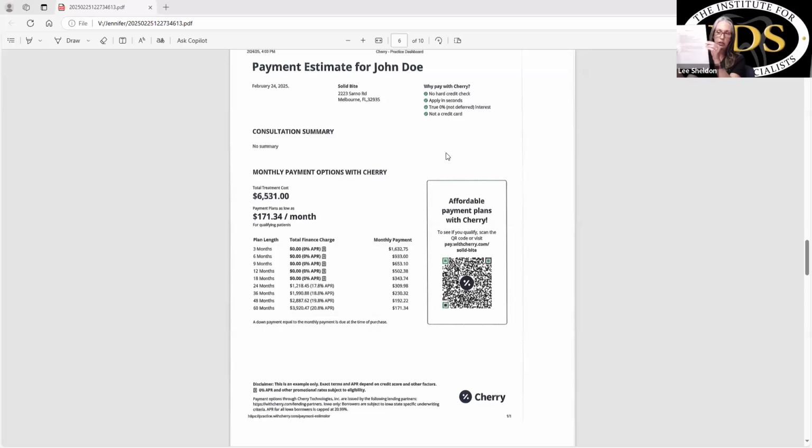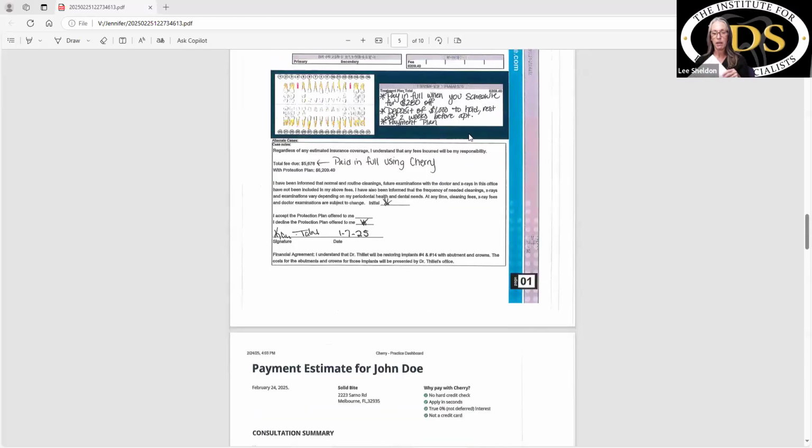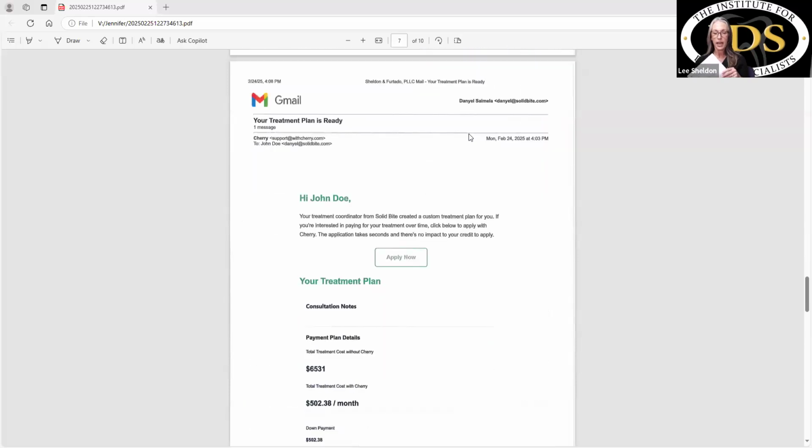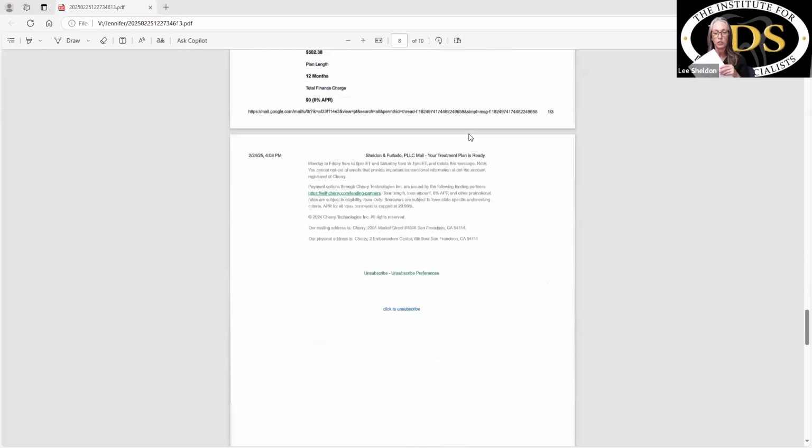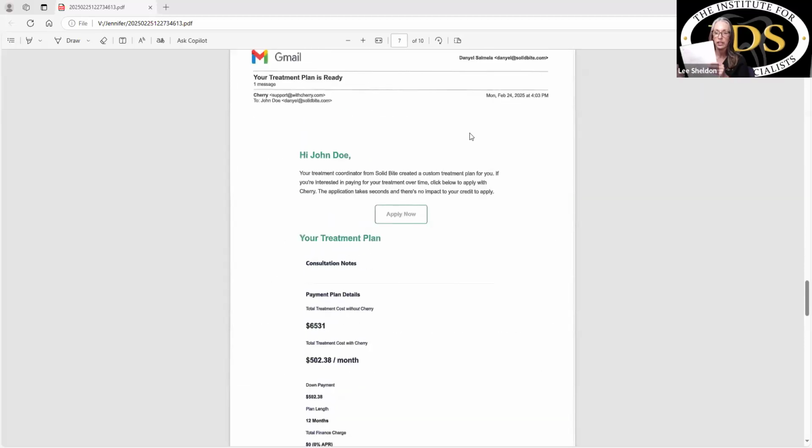I can go on ahead, you can screenshot, zoom in, you can also look at it that way. The patients, when they do accept and want to do it, they also get a nice little email from Cherry. And then the email does go over everything for them to show them, hey, congratulations, you now have this. This is your loan. This is what your options are. So it's great that they can do that. They get that nice little email on that.